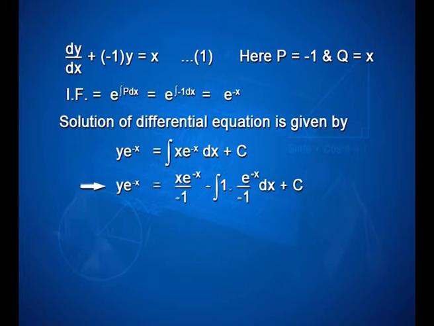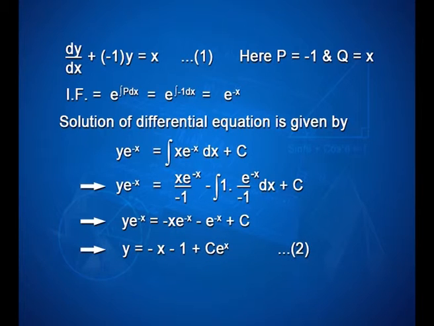That implies y into e to the power minus x is equal to x into e to the power minus x upon minus 1 minus integral 1 into e to the power minus x upon minus 1 dx plus c. That implies y into e to the power minus x is equal to minus x into e to the power minus x minus e to the power minus x plus c. This implies y is equal to minus x minus 1 plus c into e to the power x.